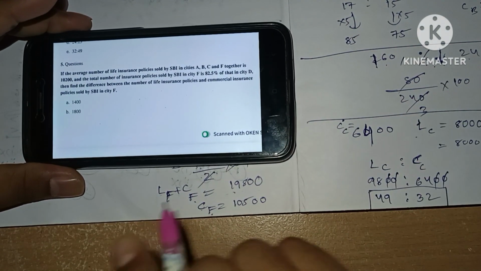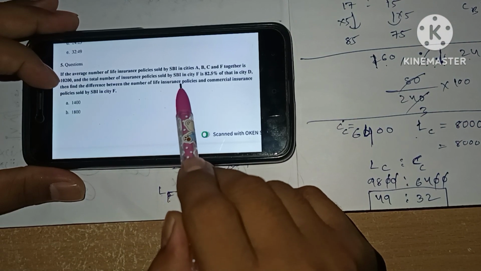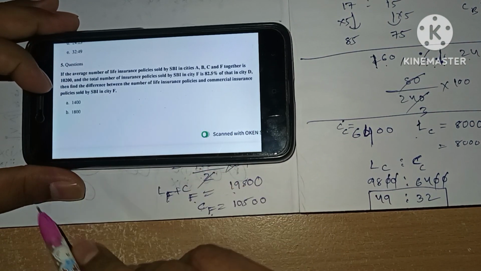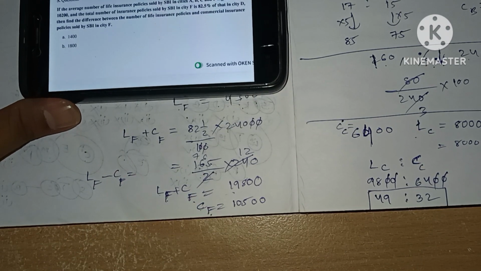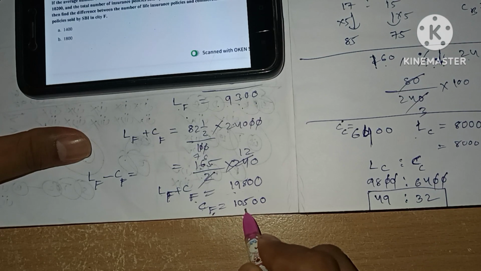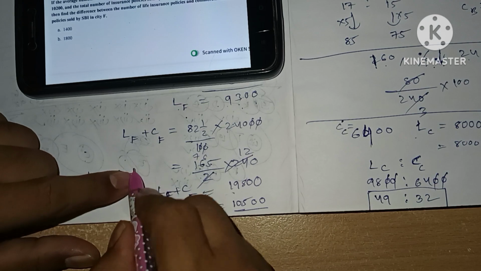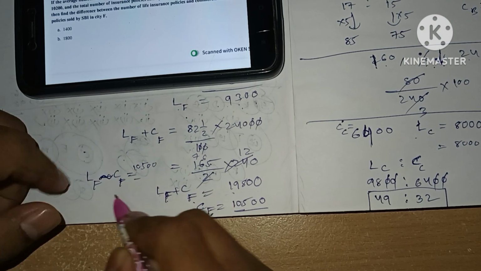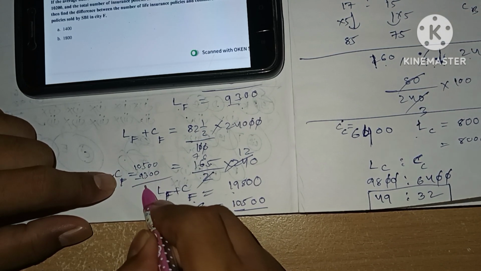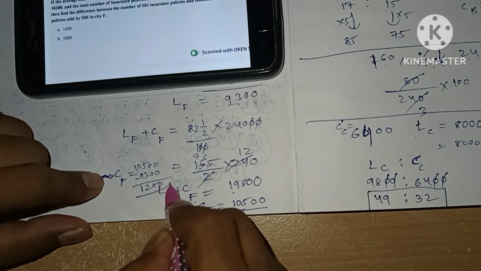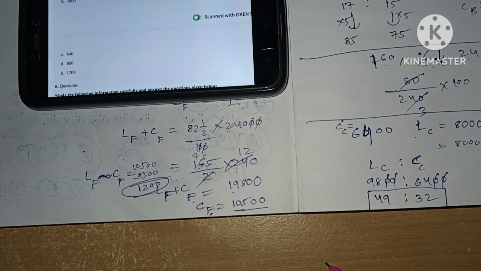Now the question asked here is to find the difference between the number of life insurance policies and the commercial insurance policies in city F. So we are asked about the difference between LF and CF. We have the CF value, which is 10500, minus the LF value of 9300. We get the value of 1200. So this is our answer. Option E is our answer. Okay.